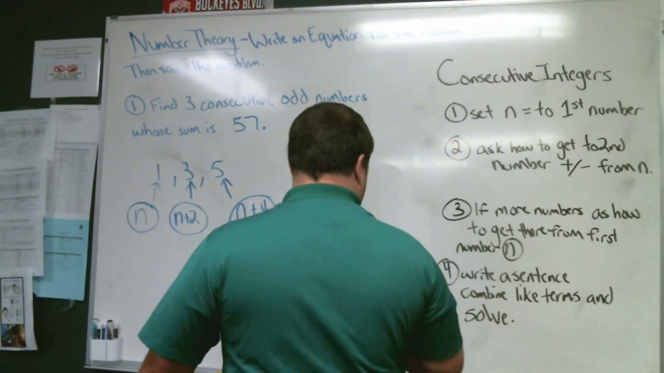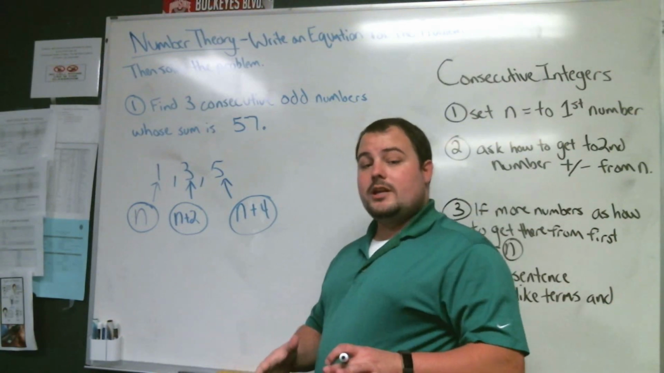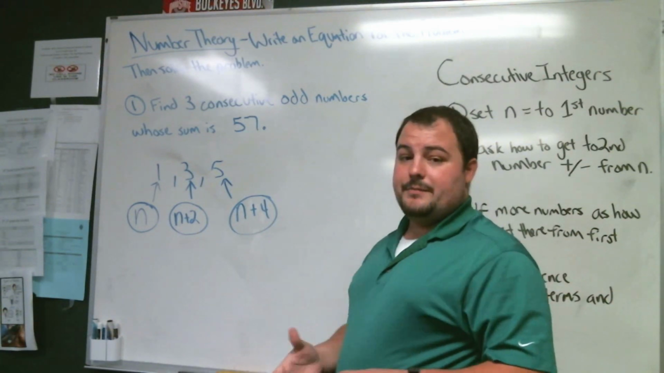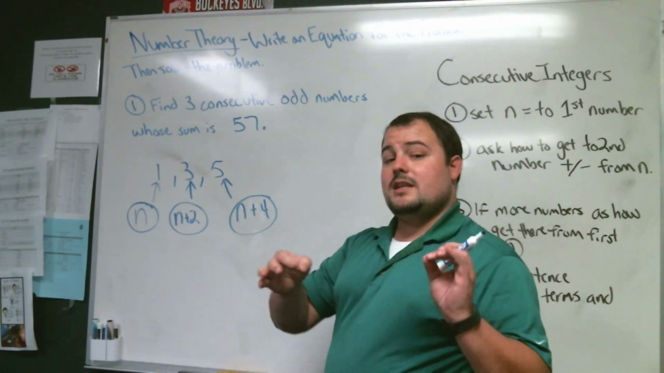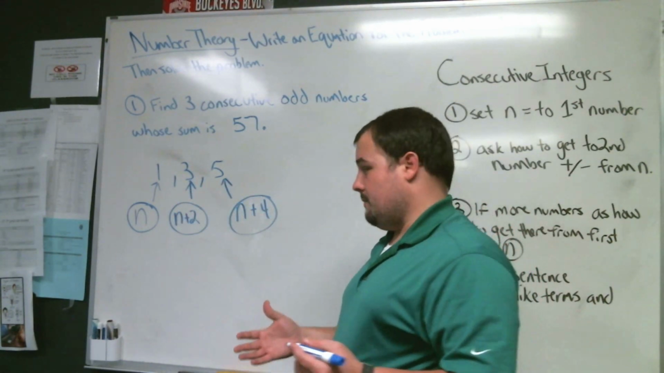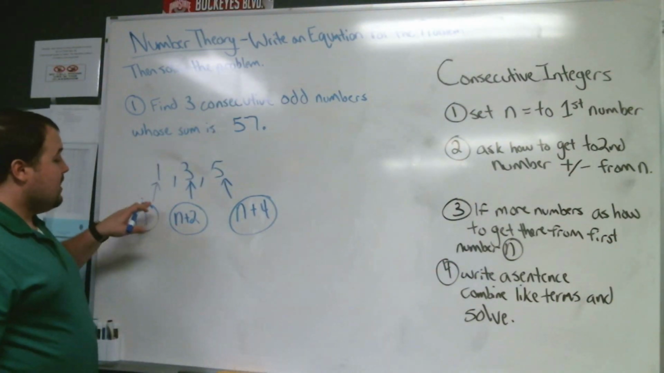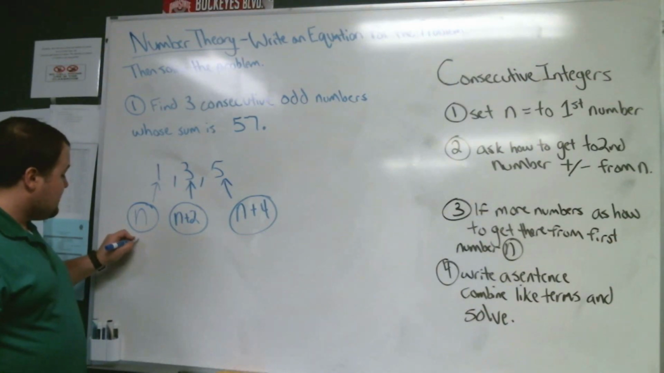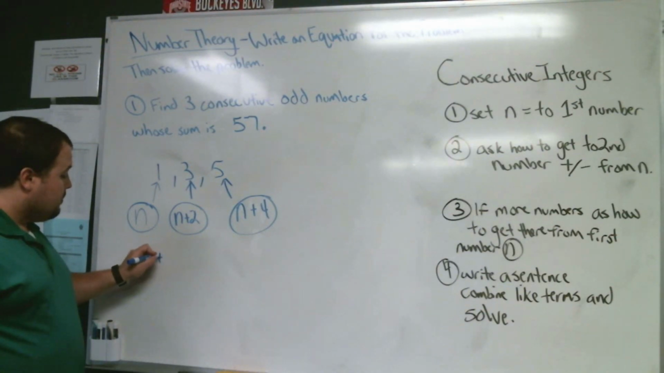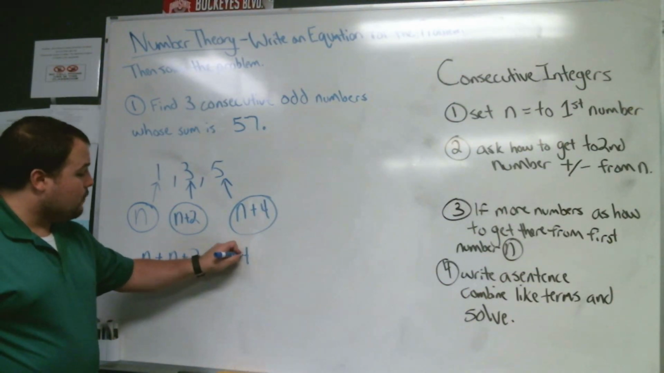That's how we got here. We're going to write a sentence and combine like terms to solve. So we know that if we take all of these numbers up, even though they weren't the right numbers, they are consecutive. If we take these numbers that are in our equation now, our equation is this. If we know we have 3 consecutive odd numbers and they have a sum of 57, we're going to say that our sum is n plus 2 plus n plus 4.